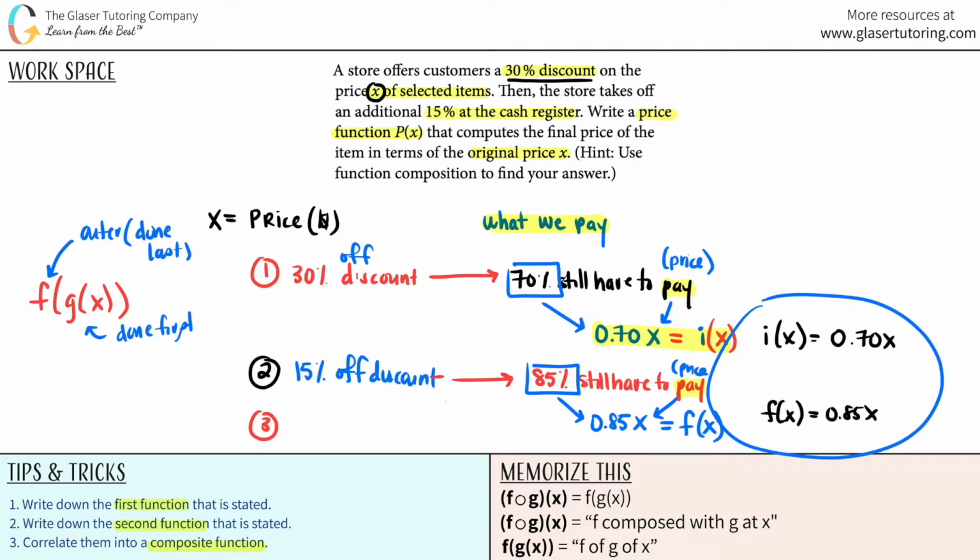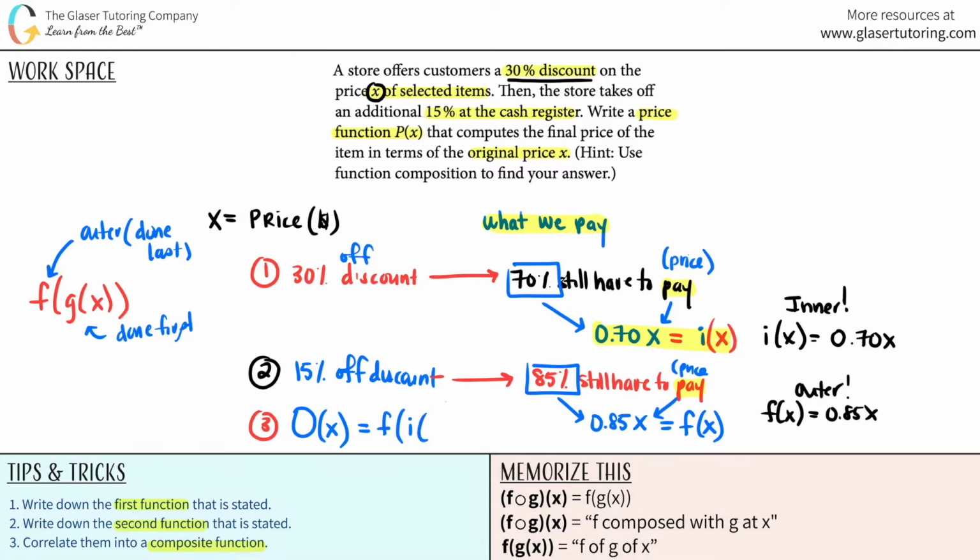Which one of these do you think is the inner function and which one do you think is the outer function? Which one was done first? The 30% discount was done first. So this is the inner function. Good job, guys. And this is the outer function. Now I'm just going to say that this is, let's just say overall. So O for overall, right? So O for overall, link it to X. This would be the same thing as the outer function, which is F, and inside is actually the I of X.